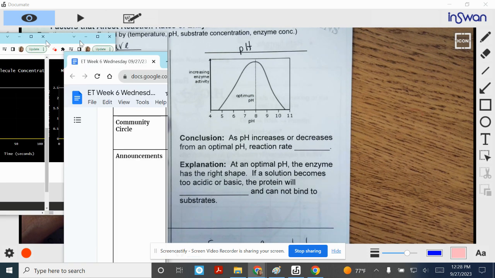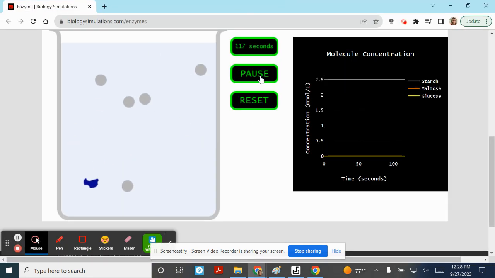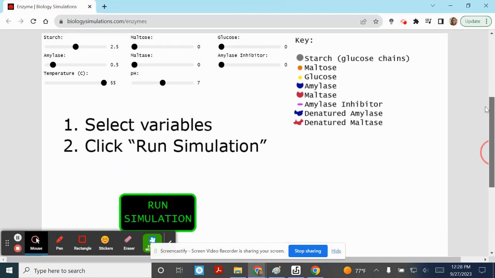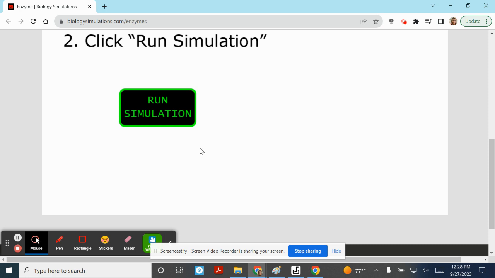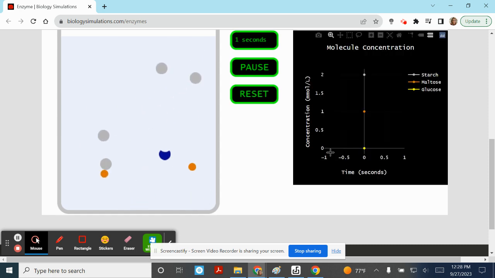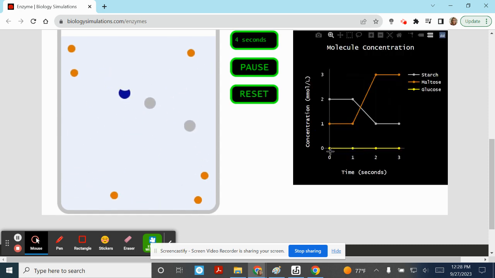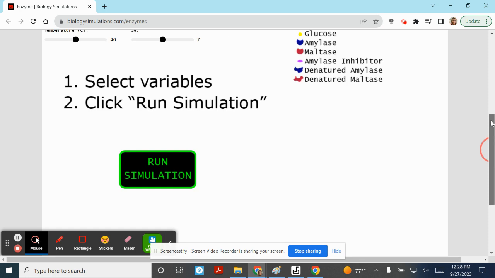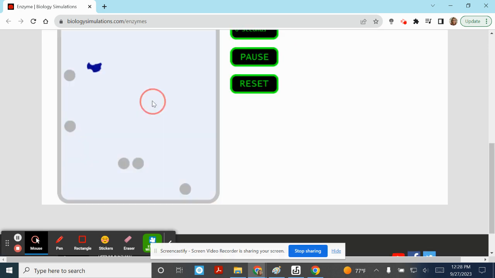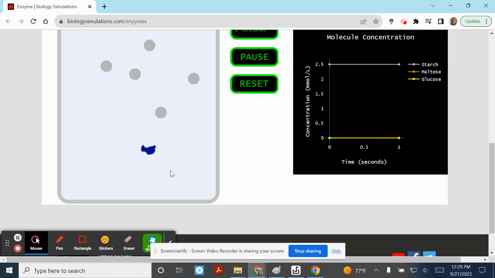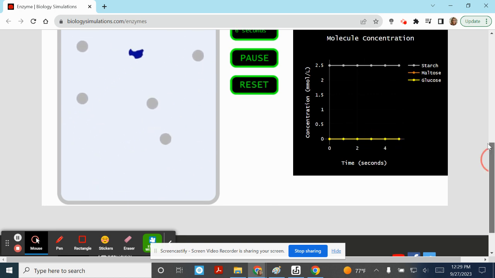Let me pull this back over here again, and we can alter the pause and reset. We can alter pH. So I'm going to have the temperature be here. Let's run it like this. So it looks like I have a pH of 7. All right, looks like my reaction is happening pretty well. Let's pause and reset. And let's put my pH really low. So we're going to make this solution really acidic. Yep, my reaction rate is going to be low. It's going to be 0 just because we have changed the shape of the enzyme.